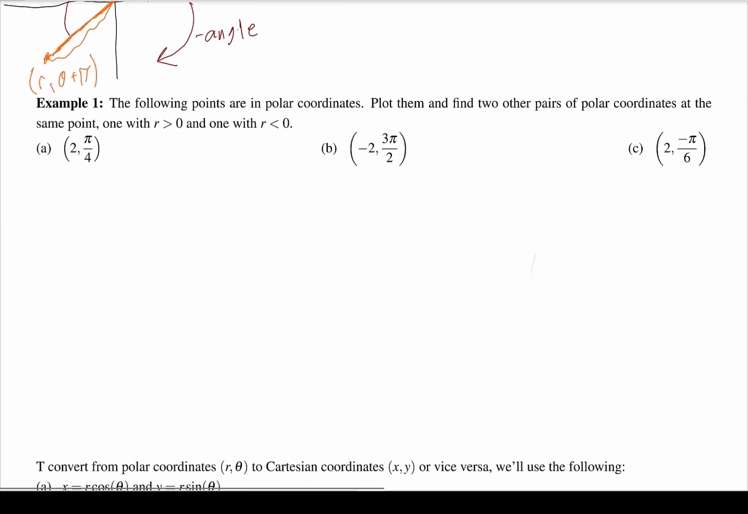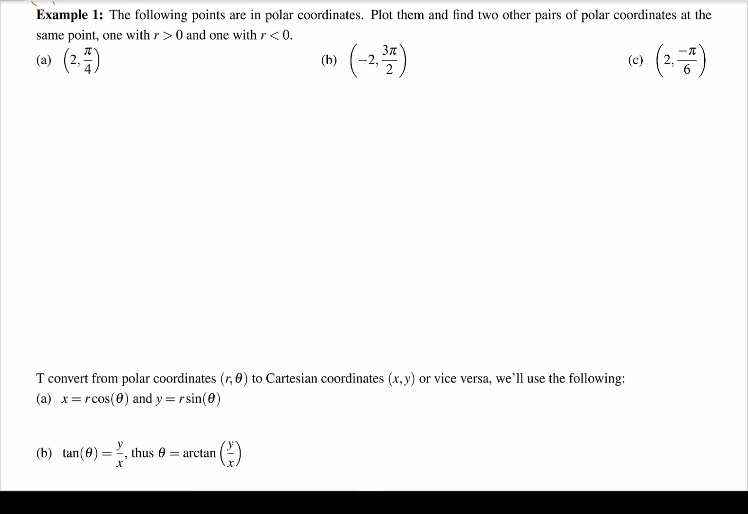Okay, so now let's look at example 1, and we'll plot these points and then find 2 other pairs that are equivalent to them. So we have the point 2 comma pi over 4. So that tells me that my angle is pi over 4. So this probably looks something like pi over 4. And then we have a radius of 2. So then my point would be right here, where this line right here has a length of 2.